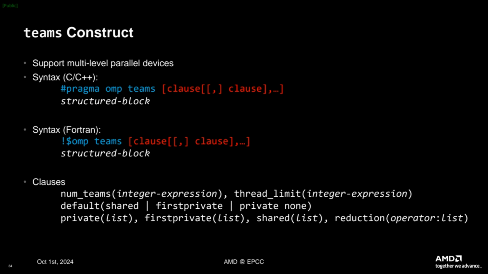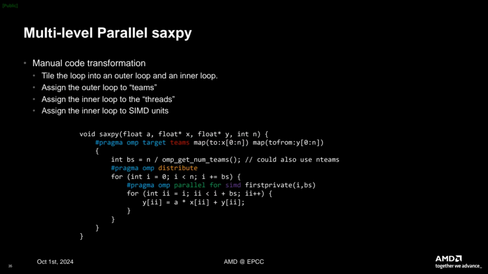With teams, we now have multi-level parallelism. So here it's still the same code like before. We have the pragma omp target. Okay, we compute on the device, and then we add the teams, our mapping, and then we have 2 nested loops. The one loop is offloaded via pragma omp distribute, and the next one creates more parallelism by a pragma omp parallel for simd.